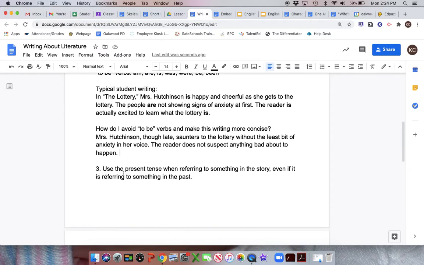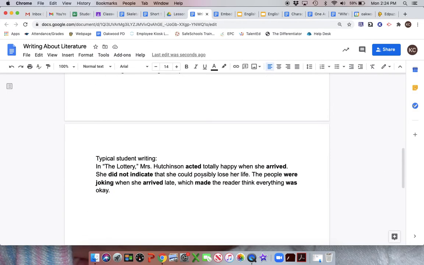Now finally, this is your third principle here. Use the present tense when referring to something in the story, even if it is referring to something in the past. So here we have, in the lottery, Mrs. Hutchinson acted totally happy when she arrived. She did not indicate that she could possibly lose her life. The people were joking, etc., etc. So all you have to do is go through here and put it in the present tense. Preferably not the progressive present. That would be like using were joking here. You wouldn't want to say the people are joking. You would just want to say the people joke when she arrives.